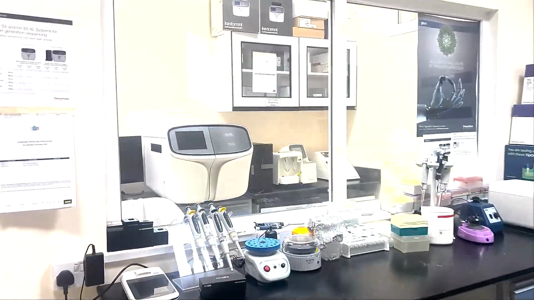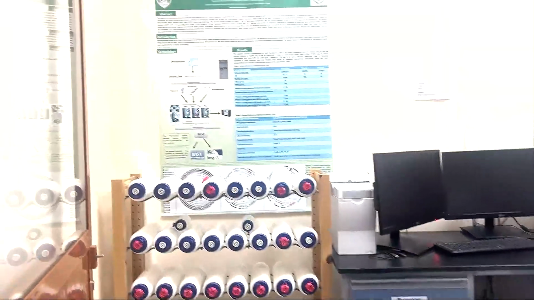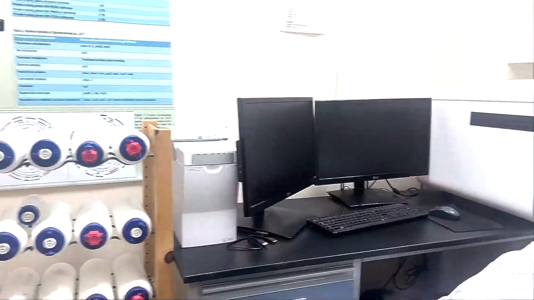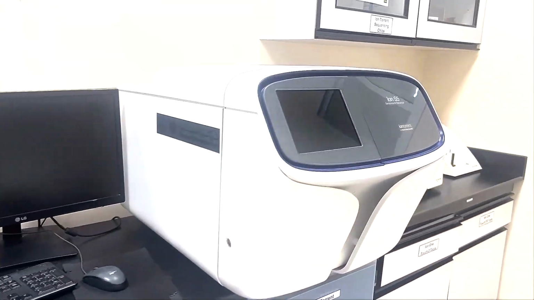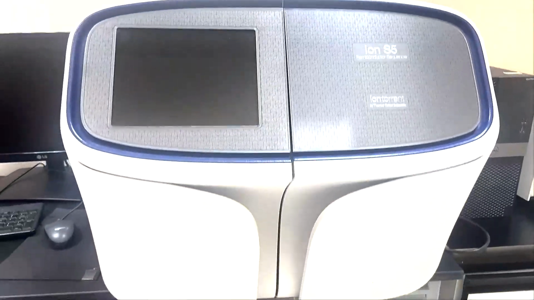This is the special room in our lab. This room is dedicated for sequencing. Here we have two types of facilities for sequencing: short read sequencing and long read sequencing. This is the Ion Torrent S5, which is used for short read sequencing.